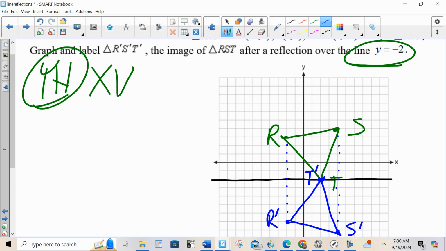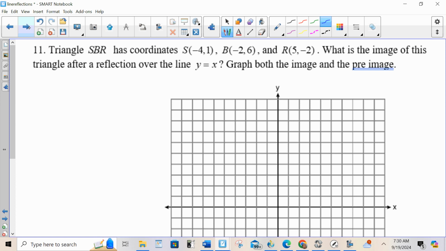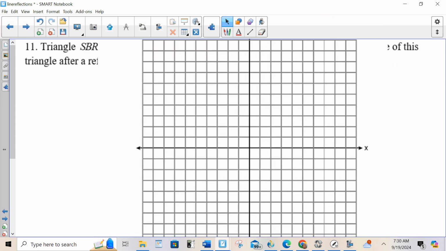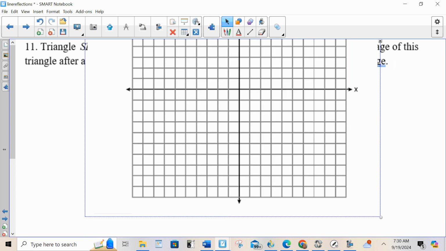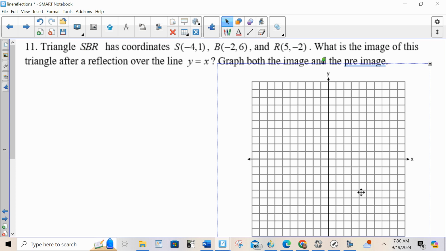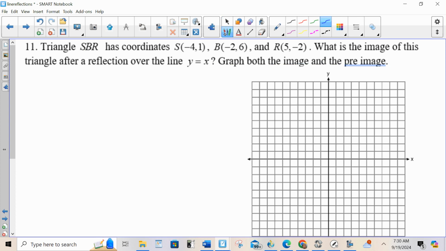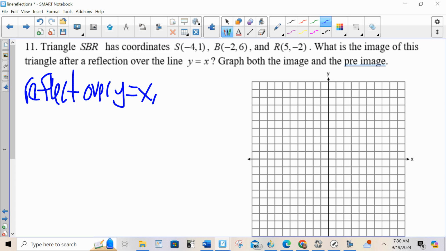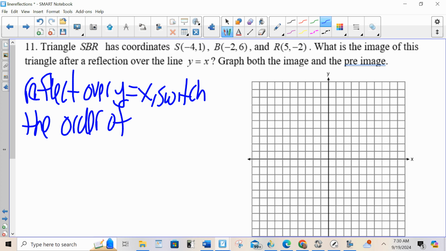There's one more example, one more thing to know about reflections. If we go to number 11, y equals x. I want to make this very simple for you. Yes, we can do this on the grid, but for y equals x, there's a rule I want you to know. When you reflect over y equals x, you switch the order of the coordinates.